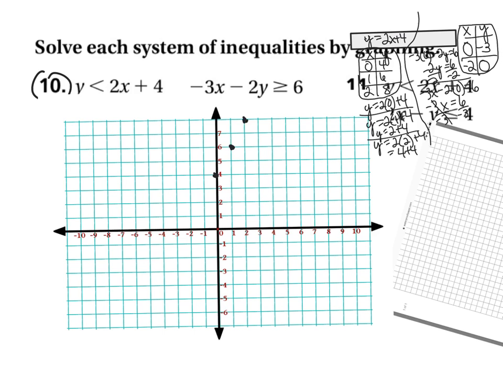And when you graph those, they should line up with each other. This inequality was y is less than 2x plus 4. This line would be y equals 2x plus 4. So since it's just less than, then we would need to have a dotted line or dashed line.